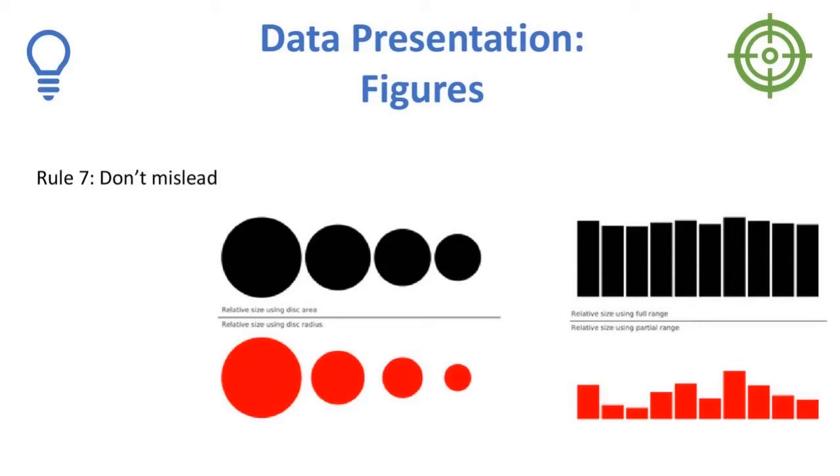Here's the same data presented in 2 different ways, using the full range in black and using the partial range in red. Which should you be doing? You should be presenting all of the data. But as you can see here, if I present the data just by using the partial range, as in the red, it looks like there's much more variation in the data than there actually is. We have responsibility as academic authors to present our data fairly and not to mislead our audience.